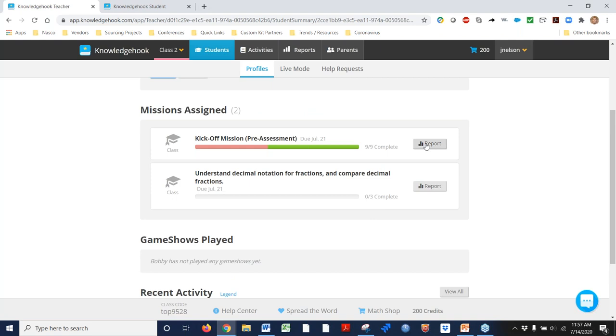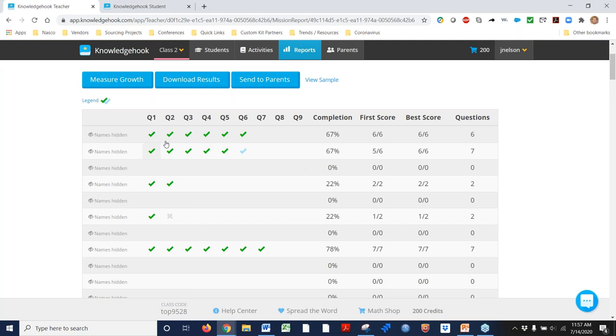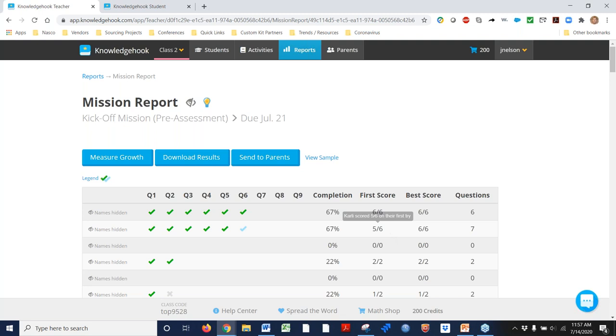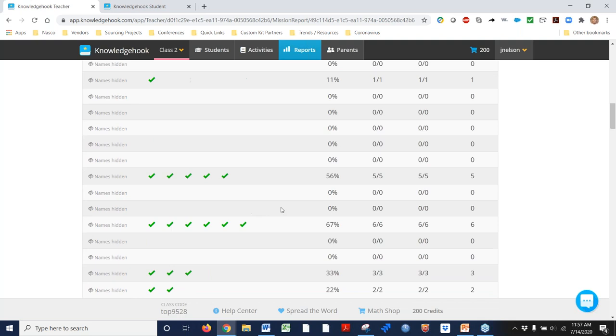But then we can look at a report specifically to see what kind of questions he is having trouble with. These are all the names that are hidden. This is just an example: you can click here for multiple tries. His first score was 5 out of 6, but his best score was 6 out of 6 because he retried again. And this is how many questions he was able to complete. This is a way you can also keep track of everybody else throughout this process.